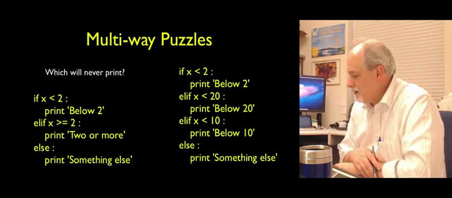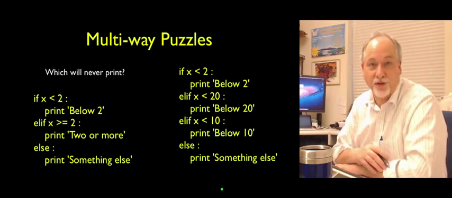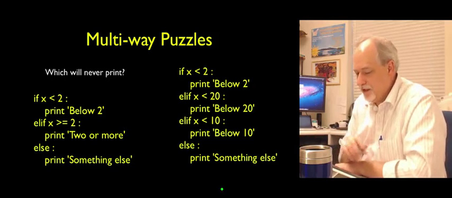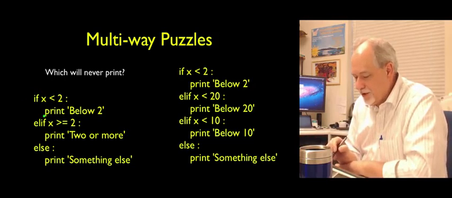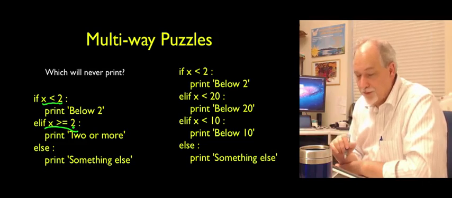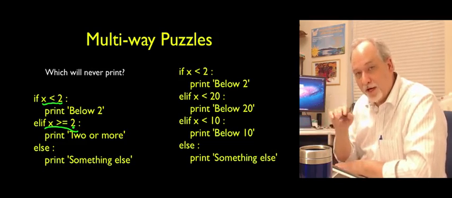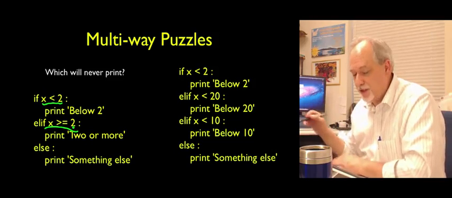So, in the first one, which will never print. Well, we're looking for a value for x which will be defective. So if x is less than 2, we're going to do this. Else, if x is greater than or equal to 2, we're going to do this. Else, we'll do that. Well, here's the problem with this one. For all values of x, it is either going to be less than 2 or greater than or equal to 2. For x to be greater than or equal to 2 is going to be true.